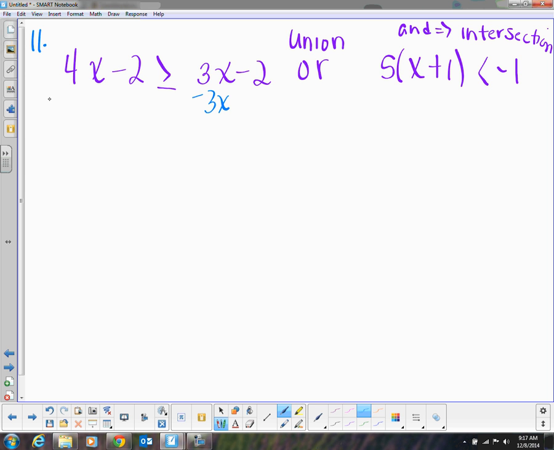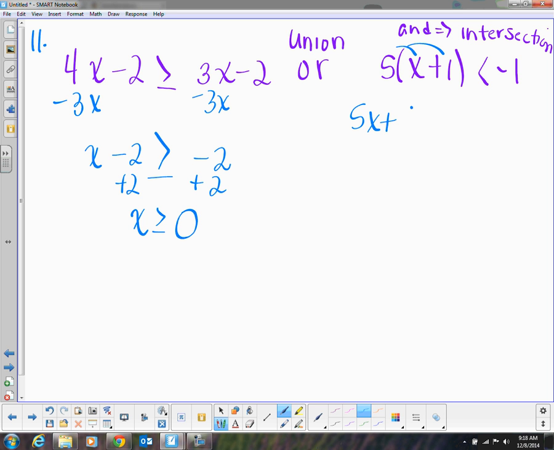Subtract 3x. So you've got x minus 2 is greater than or equal to negative 2. Now what? Add 2. What's going to happen on this side? X is greater than or equal to 0. Distribute, we've got 5x plus 5 is less than negative 1. Now what do you do? Negative 6. Now what do we do? Do I have to flip my sign? No.